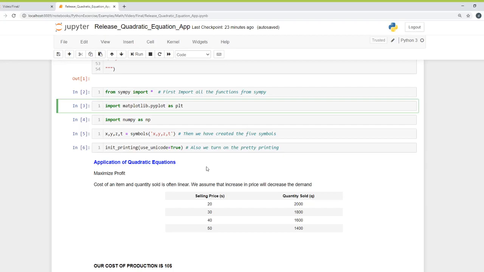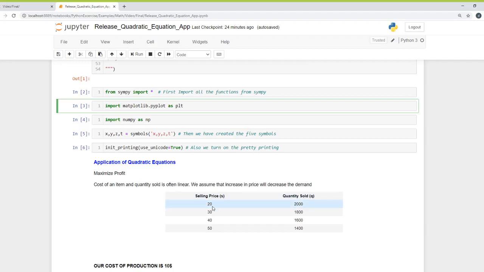In this video, we will discuss applications of the quadratic equation. Our first problem is maximizing profit. This says that the cost of an item and the quantity sold is often linear. We assume that an increase in price will decrease the demand, and we have to find the selling price at which we will get the maximum profit.